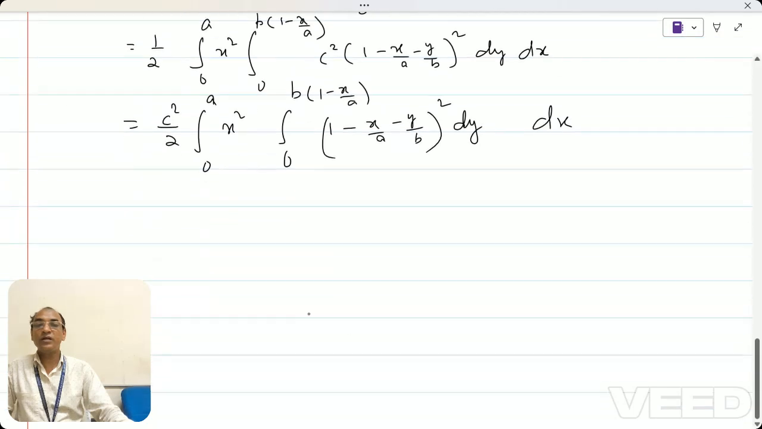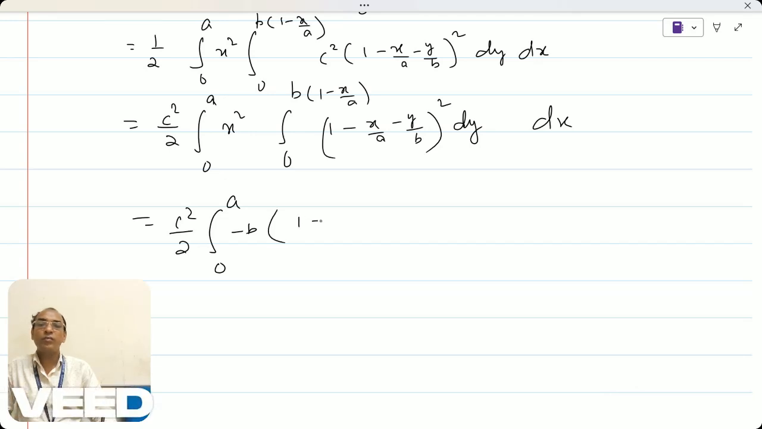So if you integrate it, you will get c square by 2, integration 0 to a, and integration of this, minus 1 by b is there, so that will be minus b into 1 minus x by a minus y by b to the power 3 divided by 3, and the limit of the integration will be nothing but 0 to b into 1 minus x by a.